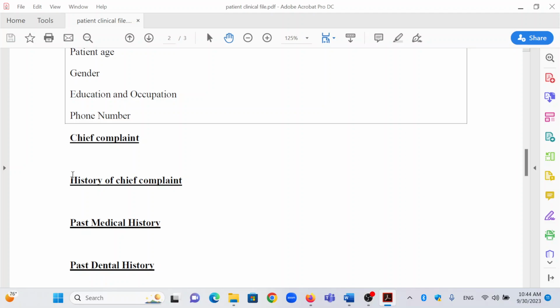If the chief complaint is about, for example, bleeding from the gingiva, again, you ask what causes this bleeding. Is it spontaneous, or is it, for example, during eating or during teeth brushing, and so on. So you ask specific questions about the chief complaint, and you write them all in this area, the history of the chief complaint.